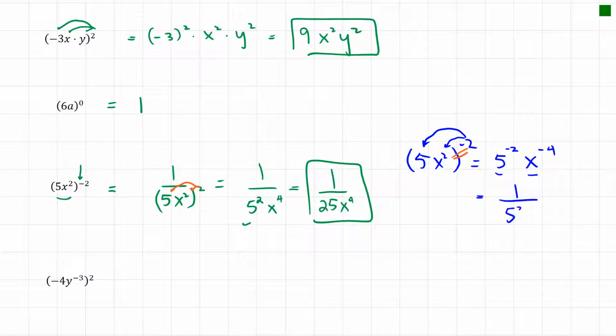So 5 squared x to the 4th, which is 1 over 25x to the 4th. Notice it's exactly the same answer as the first method. Your choice on how to do it.